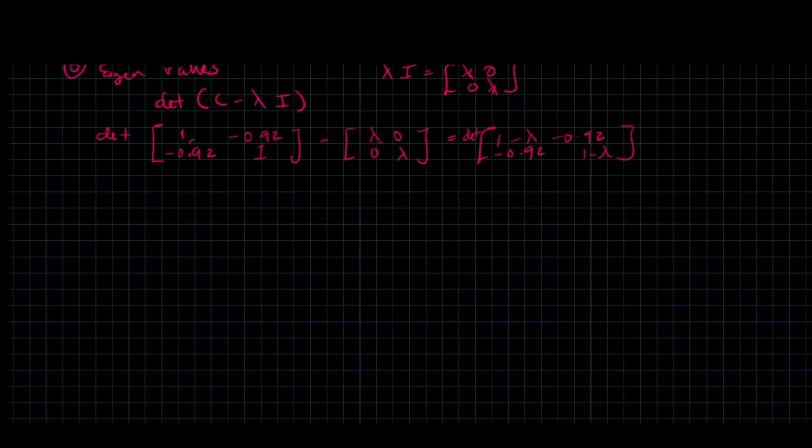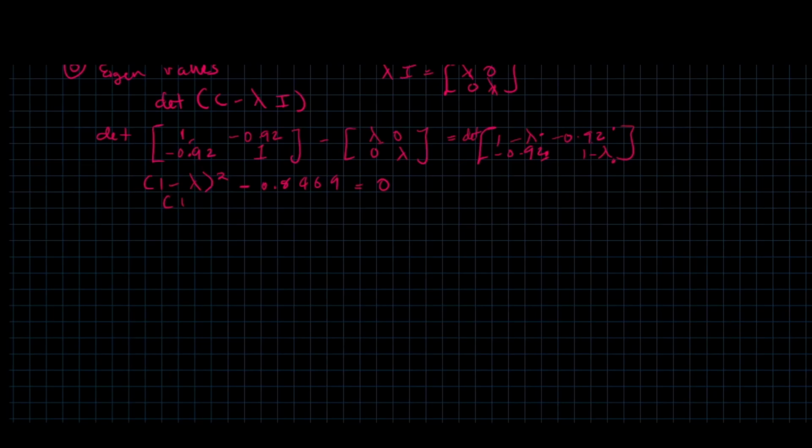Go online and search for how to find the determinant of a 2 by 2 matrix. It should simply just be this times this minus this times this. So it should be 1 minus lambda times 1 minus lambda, I can just write squared, minus, sorry, this will result in 0.8469 is equal to 0. That's how to do determinants.